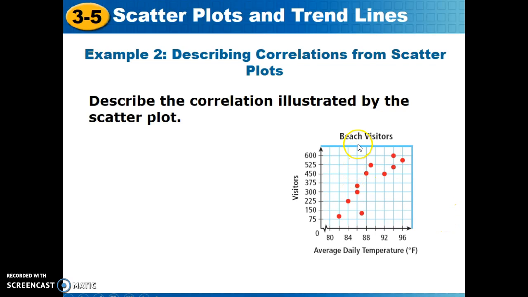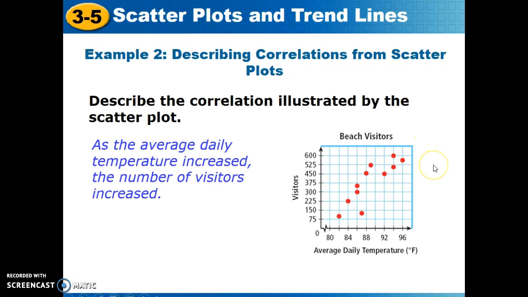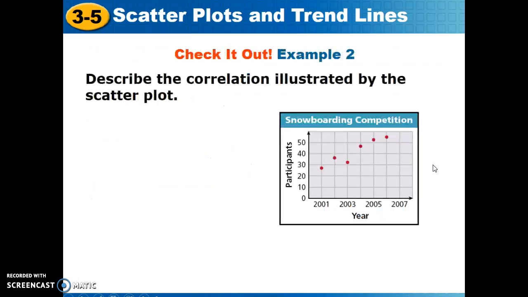Let's look at what's going on here. We're talking about visitors to the beach and daily temperature. As the temperature goes up, that's what's happening on the x-axis, the independent value. What are the people doing? They're coming to the beach. As the temperature goes up, the people go up. They're getting closer to the water so that they can cool down. The correlation would be referred to as positive.